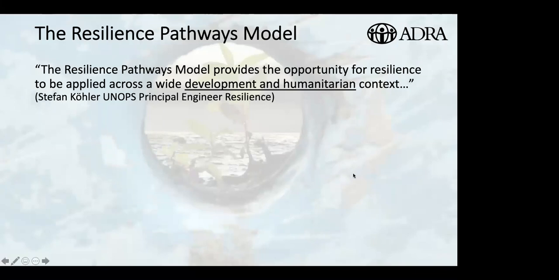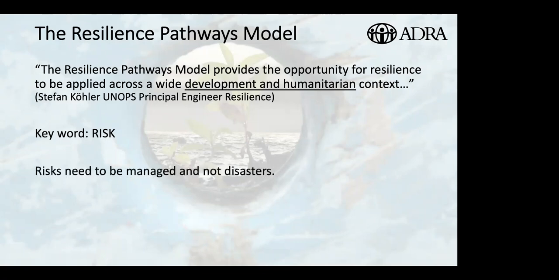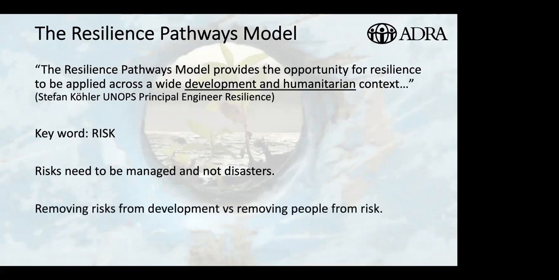The key word in this whole pathways model is risk. It is the key word even in the Sendai framework. We actually sometimes get sidetracked when we use disaster risk. We focus more on disaster and less on risk, but actually it's essentially dealing with risk. Risk needs to be managed and not disasters. These are some key phrases that stand out and that I wanted to highlight.